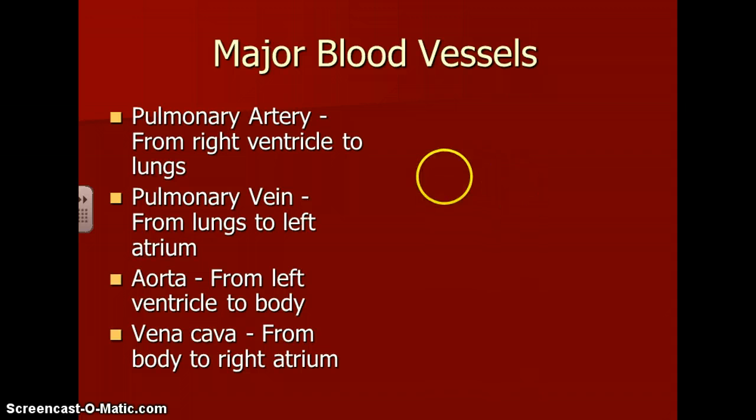We're going to talk about four major blood vessels: the pulmonary artery, the pulmonary vein, the aorta, and the vena cava. So the pulmonary artery goes from the right ventricle to the lungs, and the pulmonary vein brings blood from the lungs to the left atrium, so back to the heart. The aorta takes blood from the left ventricle and carries it to the entire body, where the vena cava will bring the blood from the body back to the heart, to the right atrium.